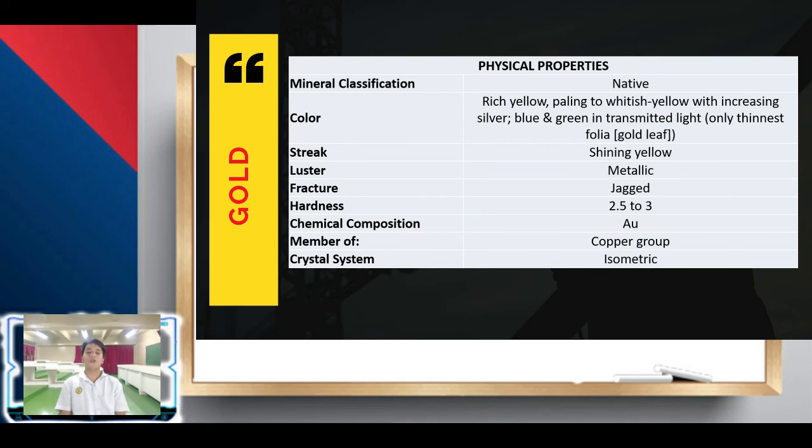It has a metallic luster and its fracture is jagged. The hardness of gold is 2.5 to 3. Its chemical composition is Au. It is also a member of the copper group and its crystal system is isometric, or having equal dimensions.